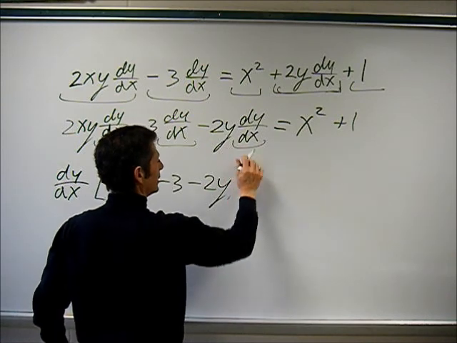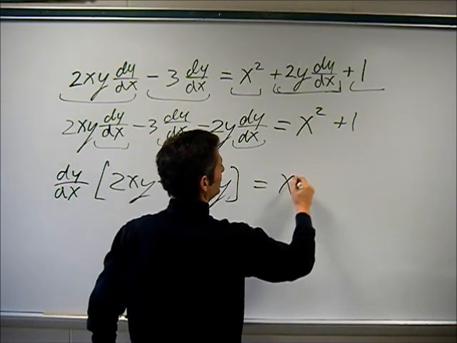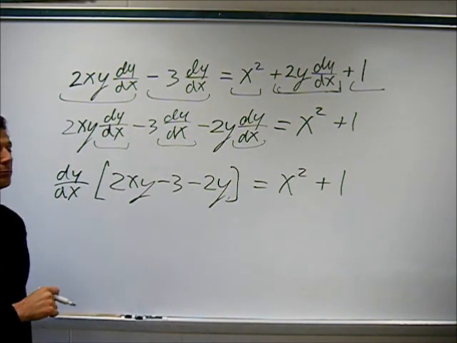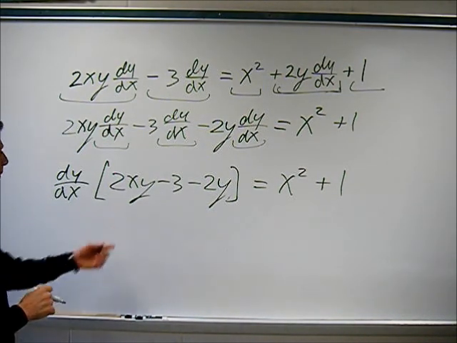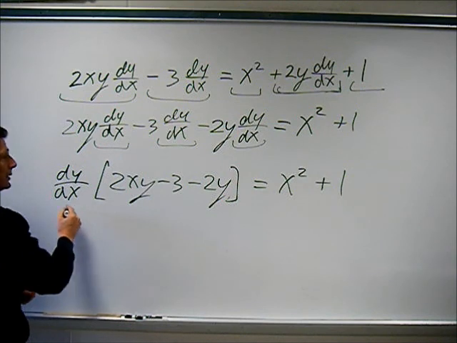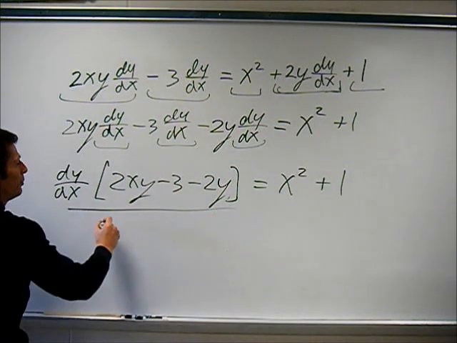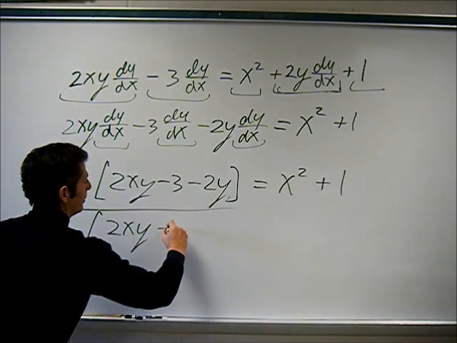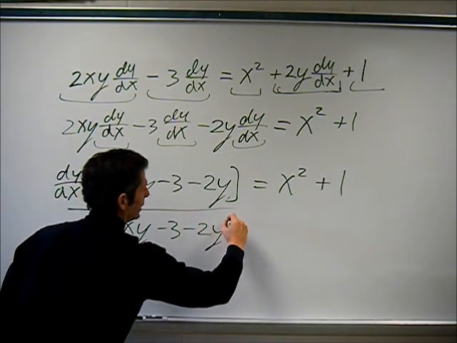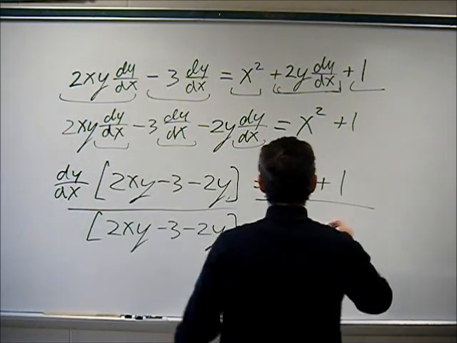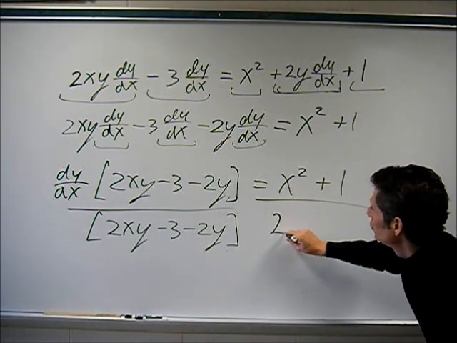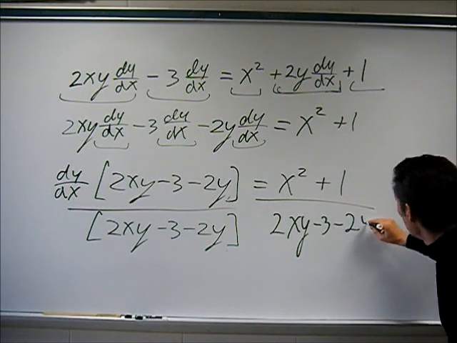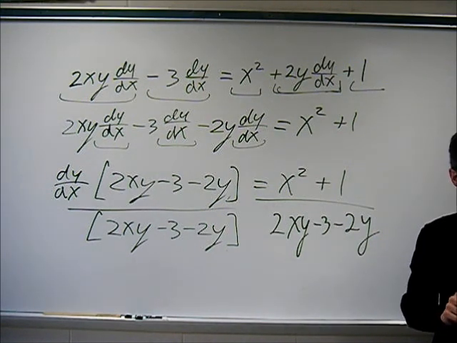Oops. I'll keep my square bracket. I don't know why, I just felt like writing a square bracket. Why not? So there you're able to get dy dx out by factoring it out. I think I know what you're going to do next. I'm just going to divide both sides by this big mess right here, 2xy minus 3 minus 2y. Divide this whole side by 2xy minus 3 minus 2y. And I think I'm done.